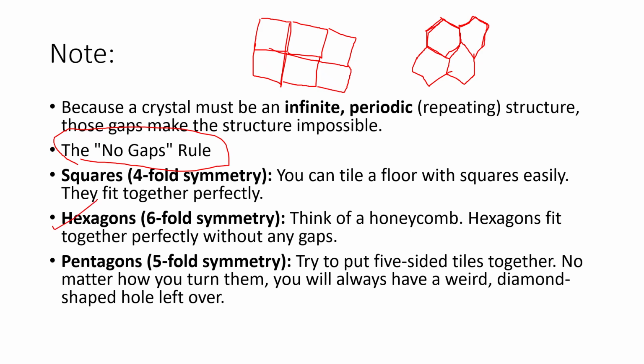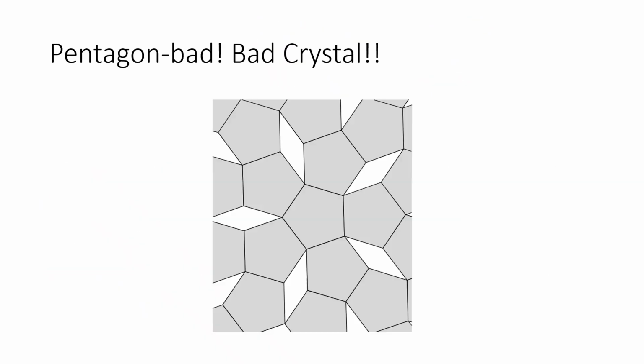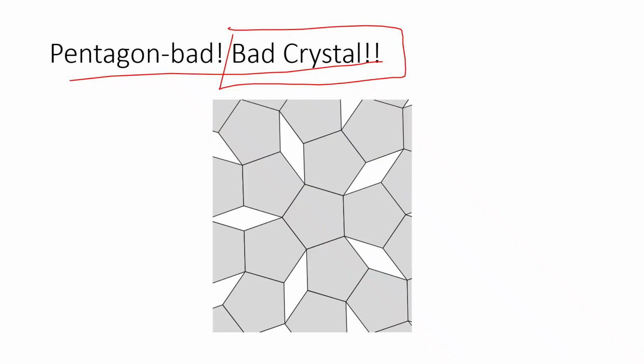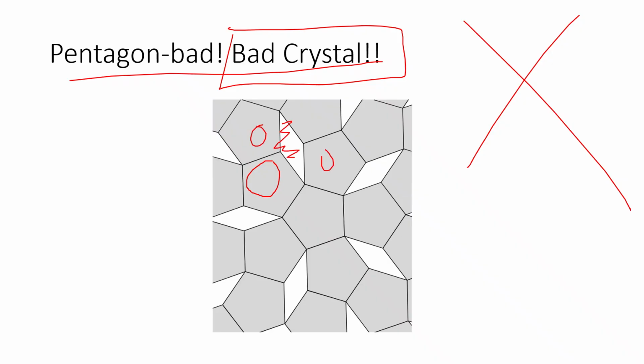So hexagons are allowed, squares are allowed, but a pentagon is a tricky thing. If you see here, pentagons are bad, and this is a bad crystal, and this does not exist anywhere in nature. Big red cross. Because if you are seeing this is a pentagon, this is a pentagon, this is a pentagon, but what is this in between? This is a gap. Nature does not like gaps.